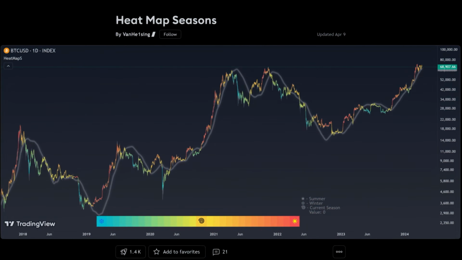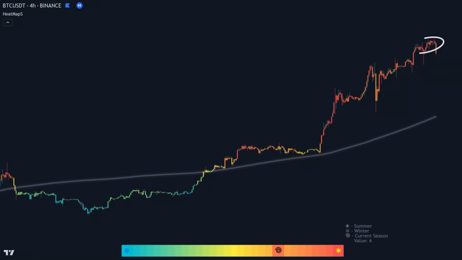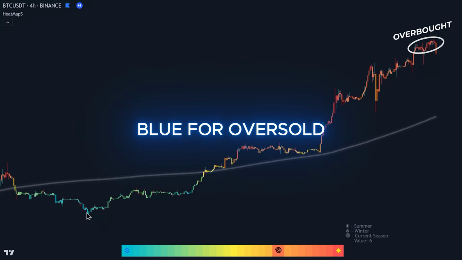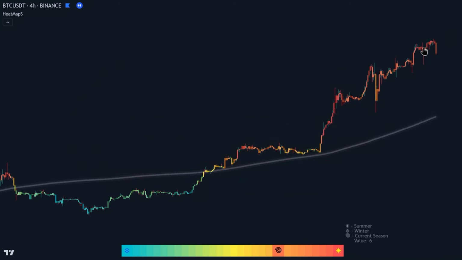Let me show you how this Heat Map Seasons indicator can take your trading to the next level. Imagine being able to spot overbought and oversold conditions at a glance. You can use the colors on the chart, blue for oversold and red for overbought, to find good places to enter or exit trades.